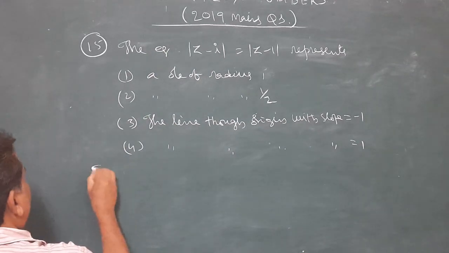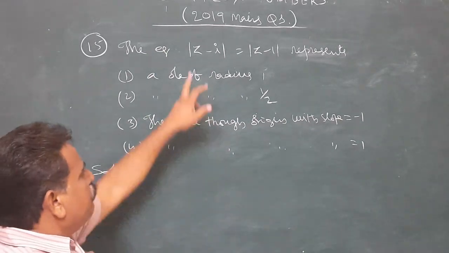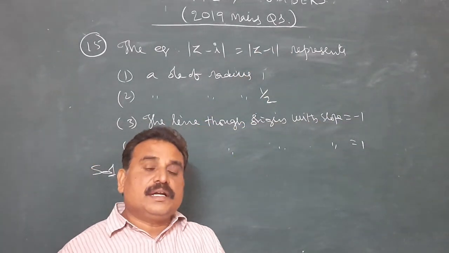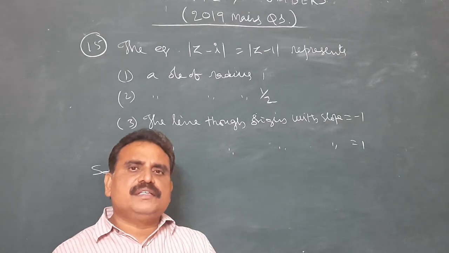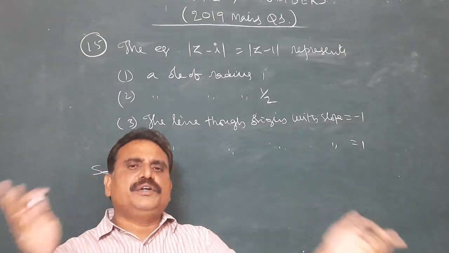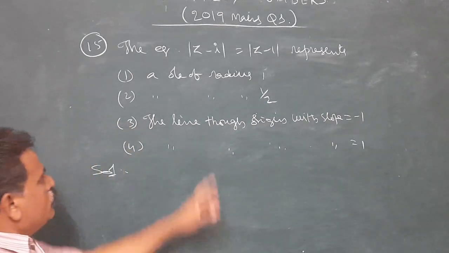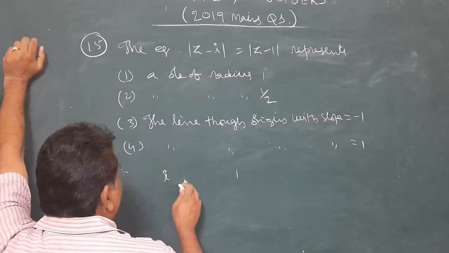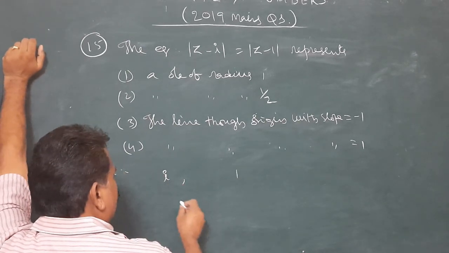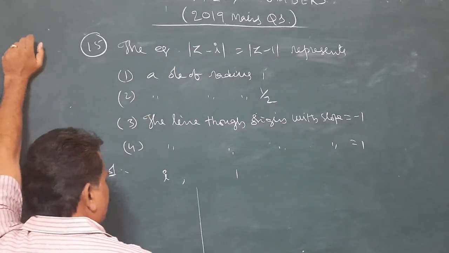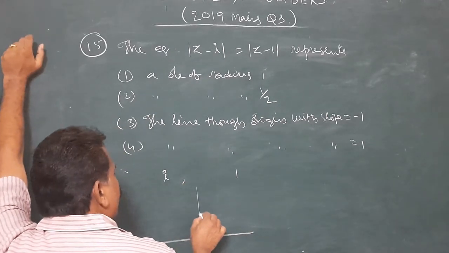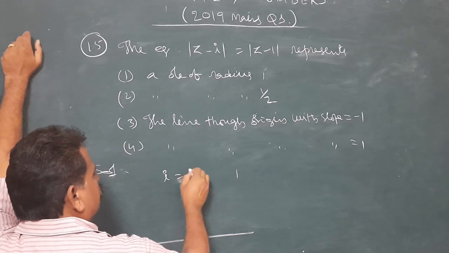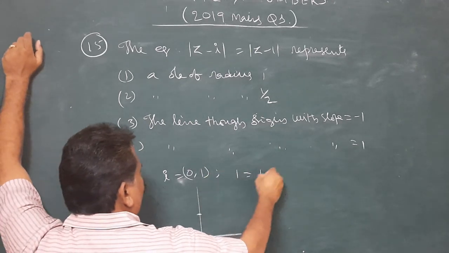Now here, very simple. Mod z minus z1 equal to mod z minus z2 represents the perpendicular bisector of the line joining z1 and z2. So, it is the perpendicular bisector of the line joining i and 1. i means the point (0, 1), which lies on the y-axis. Next, 1 represents the point (1, 0).